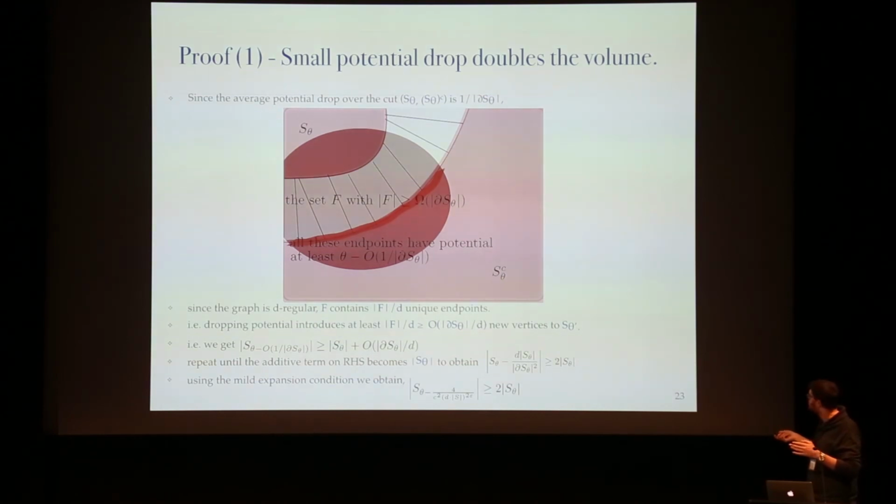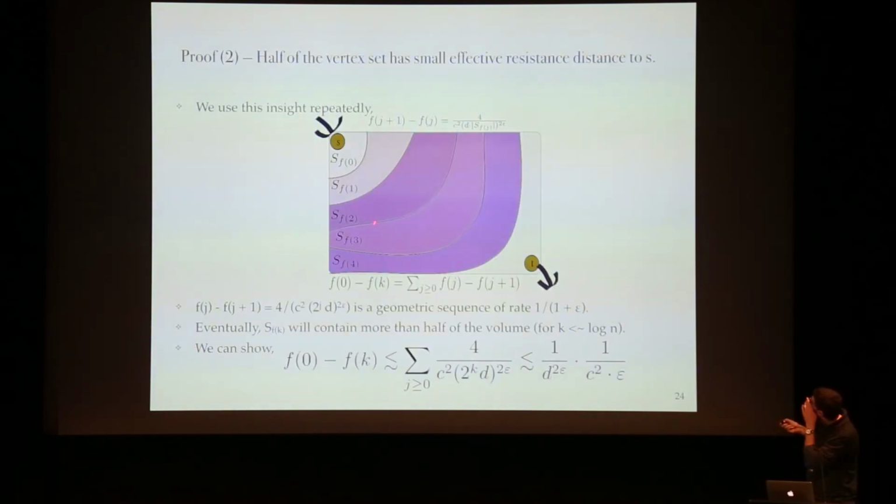So this is a little hard to read, I guess, but what I'm going to do is start with the potential set which just contains the vertex S. And I'm going to drop the volume to double the set. I'm going to repeat this, and eventually, I'll cover more than half of the vertices. And the potential drop I have to make is just this thing, I guess flipped.